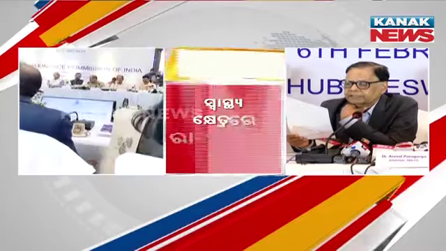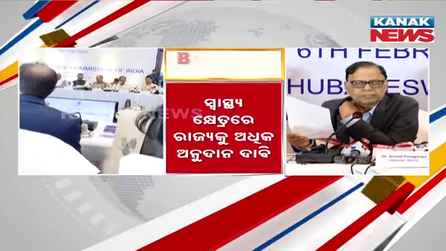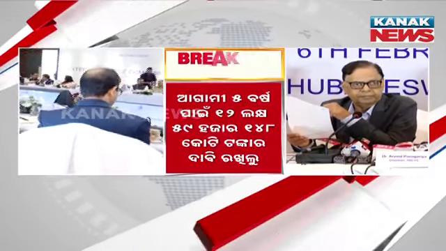Then a fifth criterion that the 15th Finance Commission had used was tax and fiscal effort by the state.